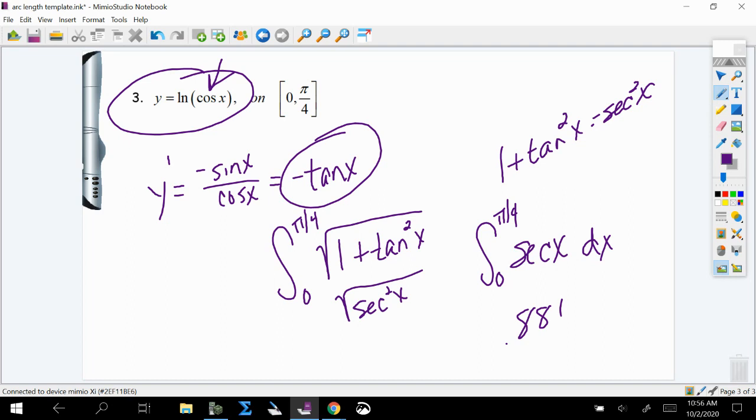Your homework assignment is to go into AP Classroom and complete the, I think it's 8 multiple choice questions all about arc length.